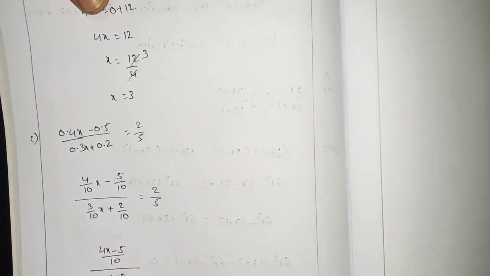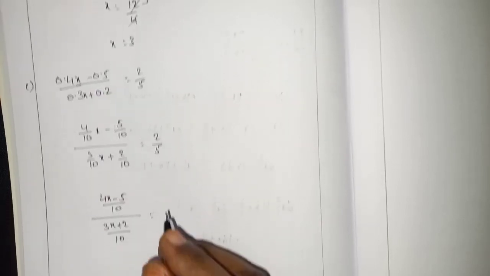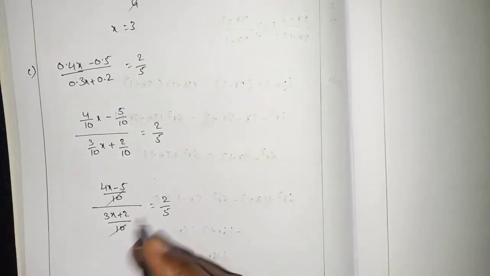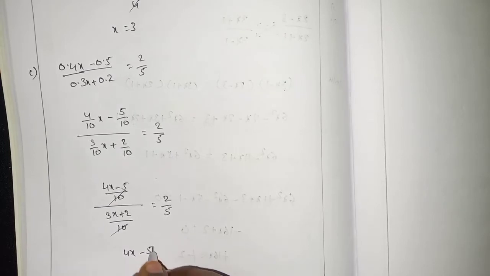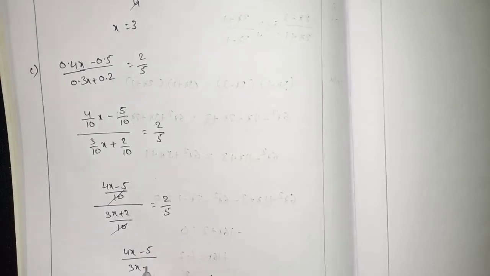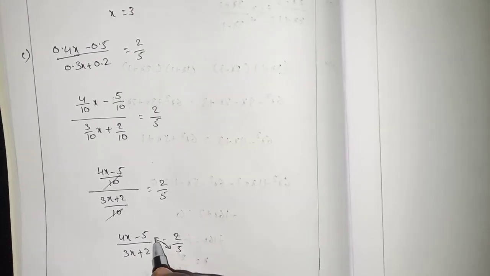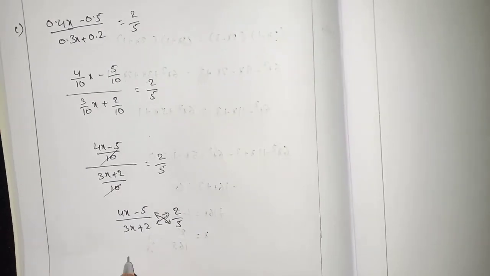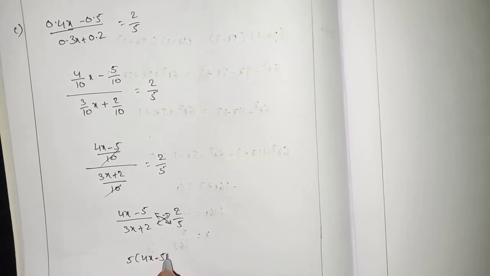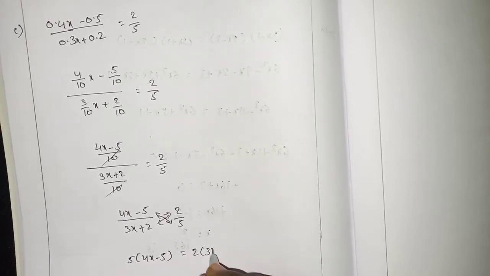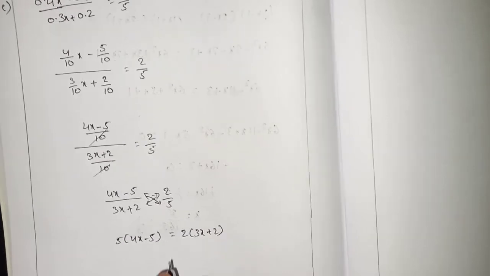Both the denominators are the same. It means (4x minus 5) by 10 whole divided by (3x plus 2) by 10 equals 2 by 5. 10 cancel. (4x minus 5) by (3x plus 2) equals 2 by 5. Now do the cross multiplication. 5 into (4x minus 5) equals 2 into (3x plus 2).